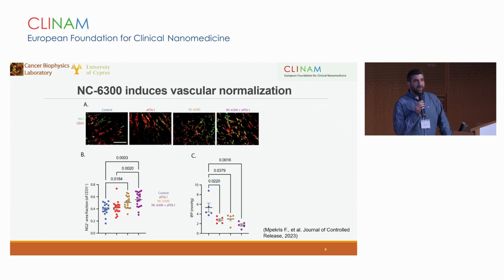Then we tried to identify the mechanism of the effect of epirubicin micelles in the tumor microenvironment. First of all, we investigated if the epirubicin micelles can induce vascular normalization by restoration of the abnormalities in the tumor vessels. We quantified the pericyte coverage with the marker NG2 positive, and we found that the epirubicin micelles and the combination with immunotherapy increase the pericyte coverage.